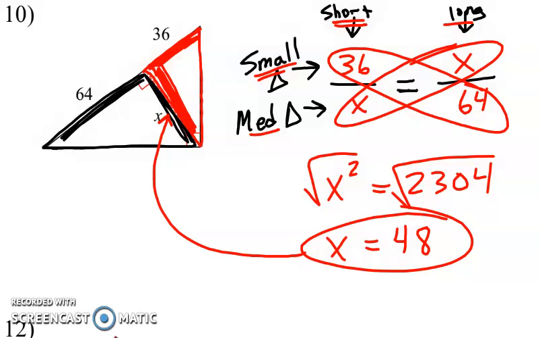And some will say, well, if you take the square root of something, isn't it plus or minus 48? Algebraically speaking, yes, but here, since we're talking about a distance, it's got to be a positive value.